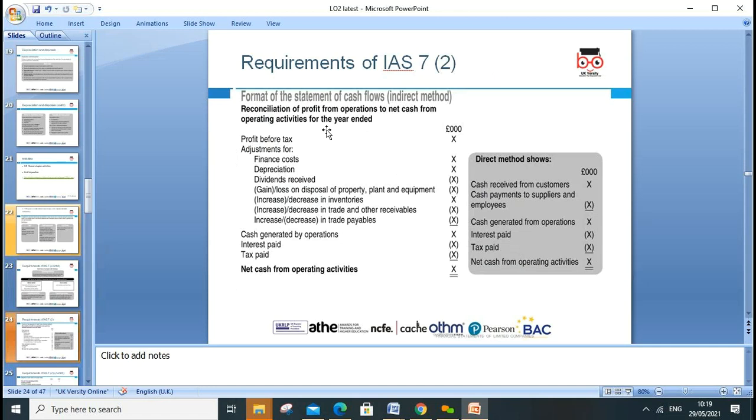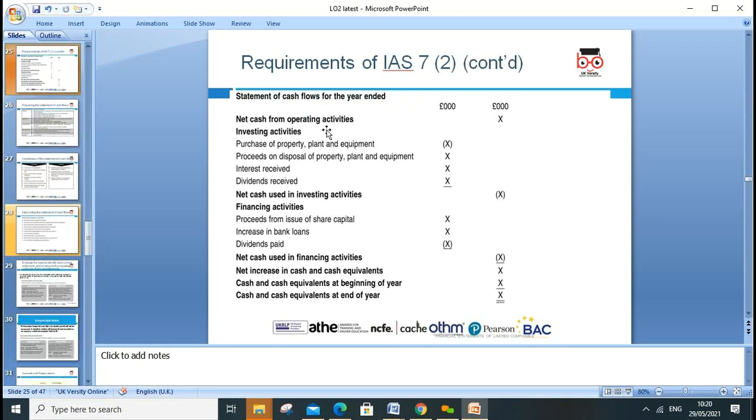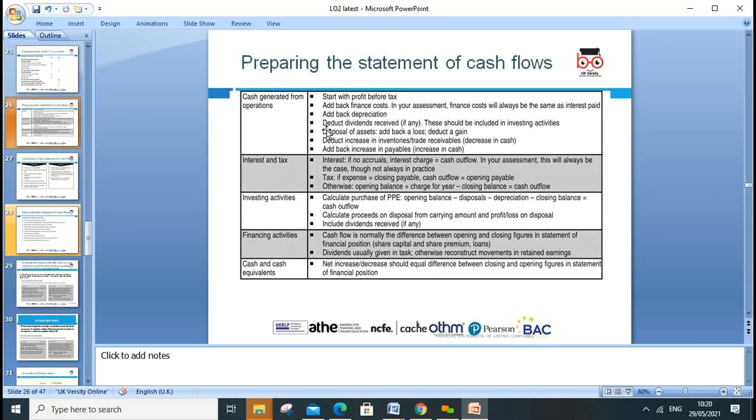We can start with profit before tax, and we can adjust finance cost. We can add it back, depreciation, dividend, yes, gain on disposal, increase, decrease in, and we can prepare net cash from operating activities. Then we can do the financing activities and so on. So we can make it.